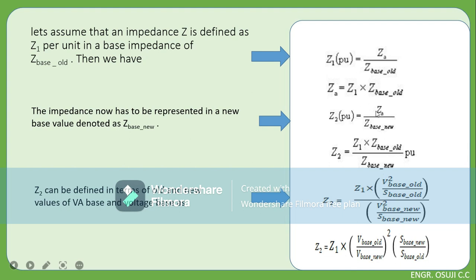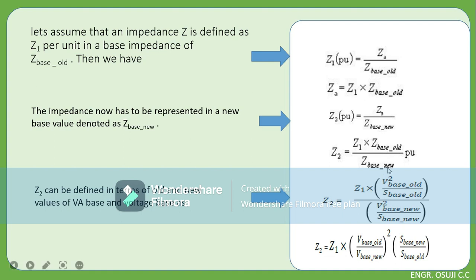So then we'll have a substitution for this, which is this old per unit value multiplied by what? The old base, which is actually given for that particular component. So you just come here and substitute that. Instead of ZA, we now put Z1 times that divided by the Z base new. So already we know this will be, finally, Z1 times, then we know actually the formula for calculating our base impedance. Like I told you, you have the base power and you have the base voltage.